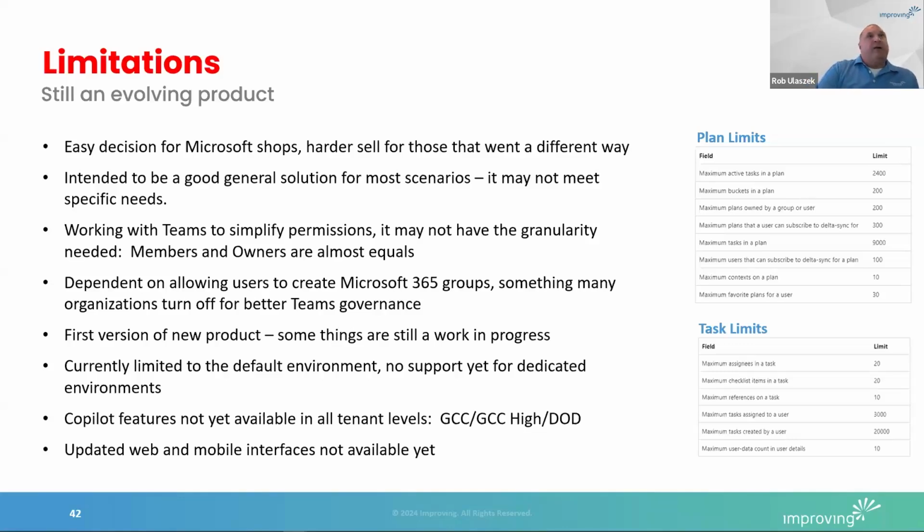Another big one, the new Planner is currently limited to working in the default environment. There's no support yet for working with separate dedicated environments, which is something a lot of organizations have done to isolate users and segregate data. They're still working on it. It took a while with P4W to get from default to dedicated environments, so I expect it on the horizon. If you are a special tenant user, GCC, GCC High, or DoD, they will let you buy a P3 license, but you can't use any of the Copilot stuff that's still on the way.